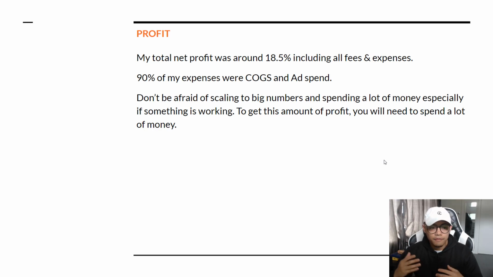The rest were VAs. Don't be afraid of scaling to big numbers and spending a lot of money, especially if something is working. So if you see that something is working, double down on it. Start duplicating ad sets, start scaling, and feed your pixels really high quality data by using different kinds of interests, so you can hit those different audiences and angles. To get this amount of profit, you will need to spend a lot of money, so don't be scared. Now, I want to show you guys my actual profit.